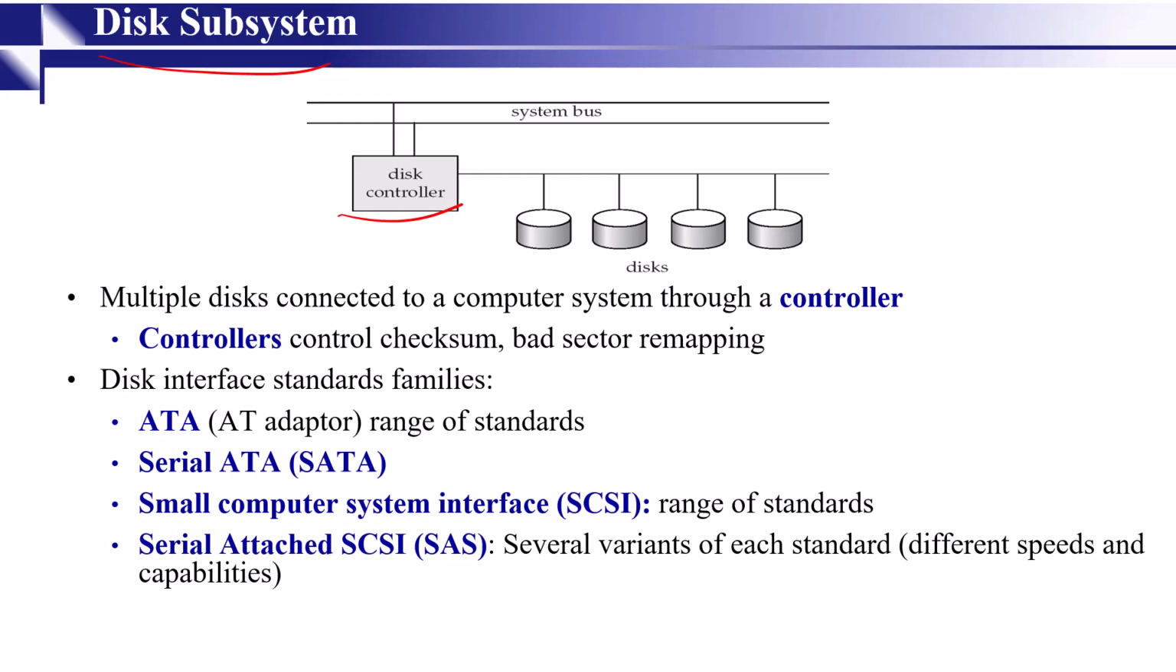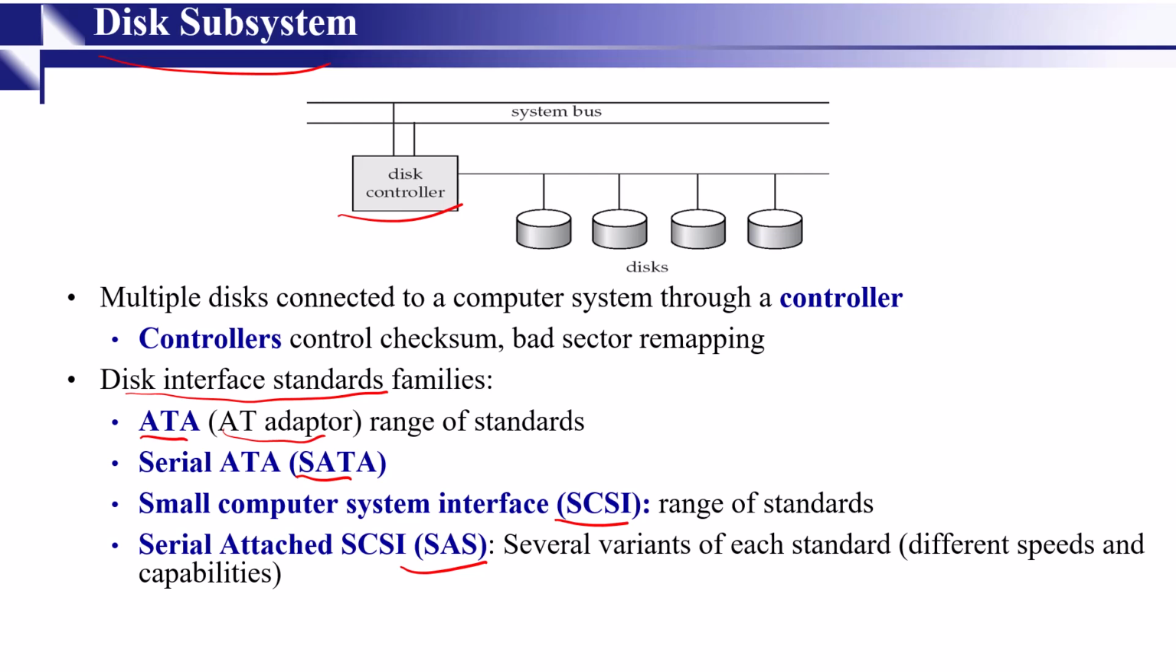Next, let's talk about the disk interface and standards that we have. These standards define how the disk communicates with the rest of the system. There are several families including ATA, SATA, SCSI, and SAS. So this ATA, or advanced technology attachment, is a broad range of standards that has been widely used in traditional hard drives.